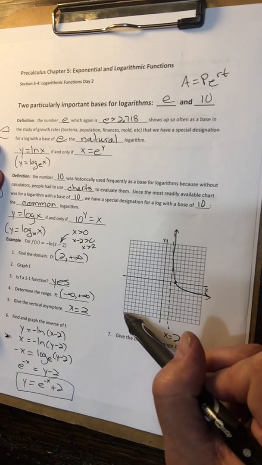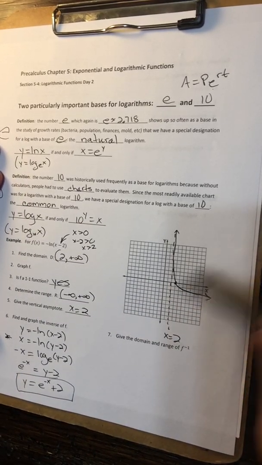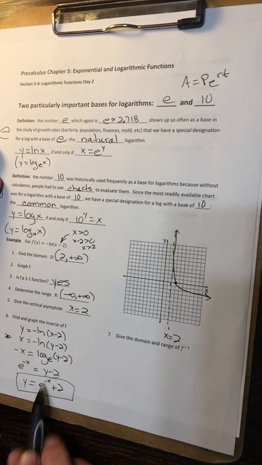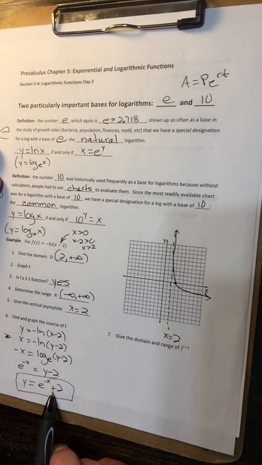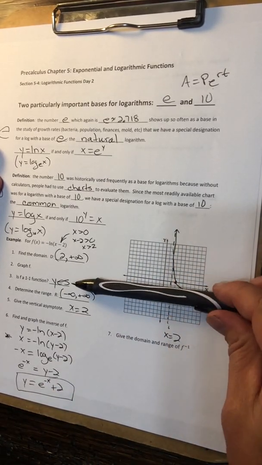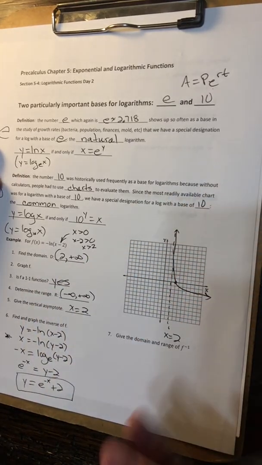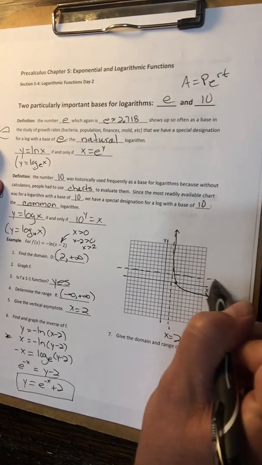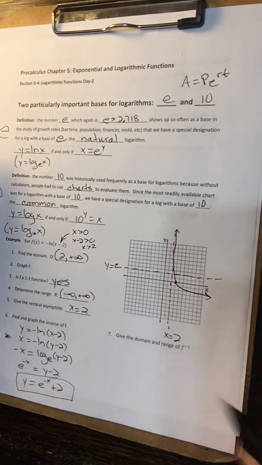I could try to reflect this over the line y equals x, but that's going to be weird for me to do since this crosses that line. So look, I'm just going to graph this. e to the x looks like this. It's got a plus 2, which means it goes up 2. Now, when I have exponential functions, they have a horizontal asymptote. So this is going to go up 2, and this will be my horizontal asymptote at y equals 2.